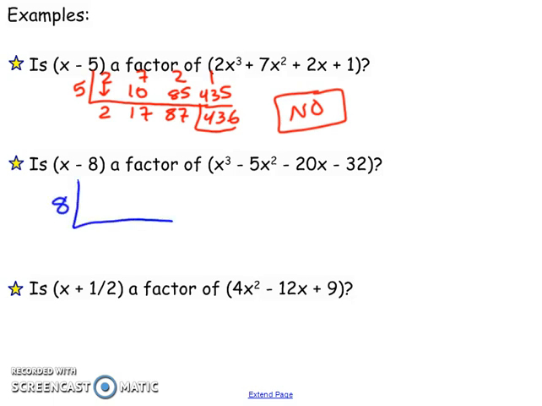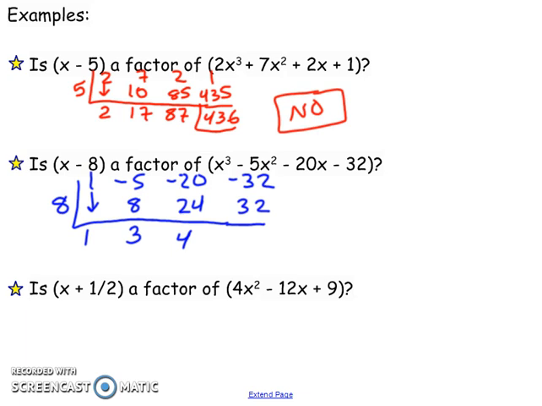So 8 is going to go on the outside. 1, negative 5, negative 20, negative 32. We're going to bring the 1 down. 8. I'm going to add, I get 3. I'm going to multiply, I get 24. Add, I get 4. Multiply, I get 32. Add, I get 0. Since I have a 0, yes, this is a factor. So x minus 8 is a factor of that.